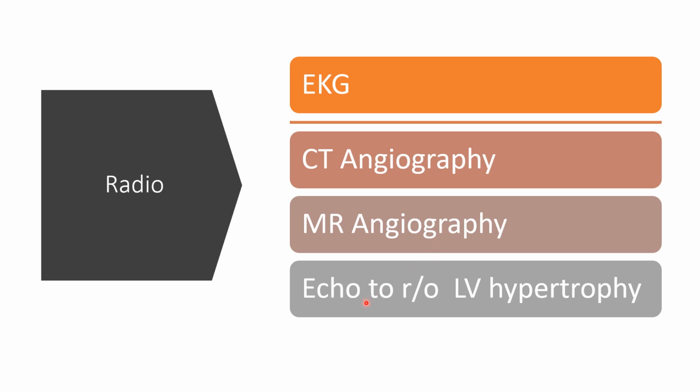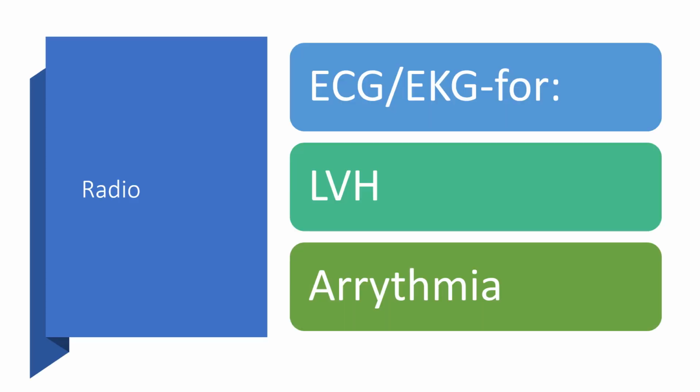We may or may not call for echo to rule out left ventricular hypertrophy, but we should do that if this is a long-standing hypertension. If the patient has been on it for a long time, then we must rule out hypertrophy. So echo to get that done would be pretty helpful. Now, EKG for left ventricular hypertrophy or arrhythmia.